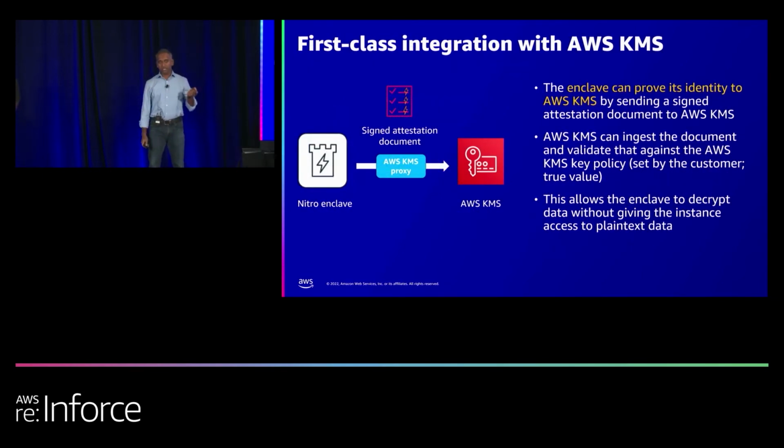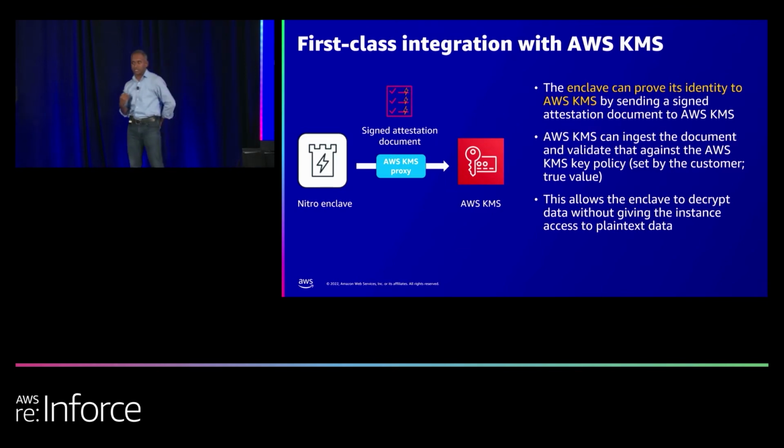I'm going to touch a little bit on the KMS integration that we talked about. And this goes back to the cryptographic attestation. This is an example of what we have integrated. But you could use the same concept to attest the enclave to any other service that you would like to integrate with your system. KMS is something we integrated.